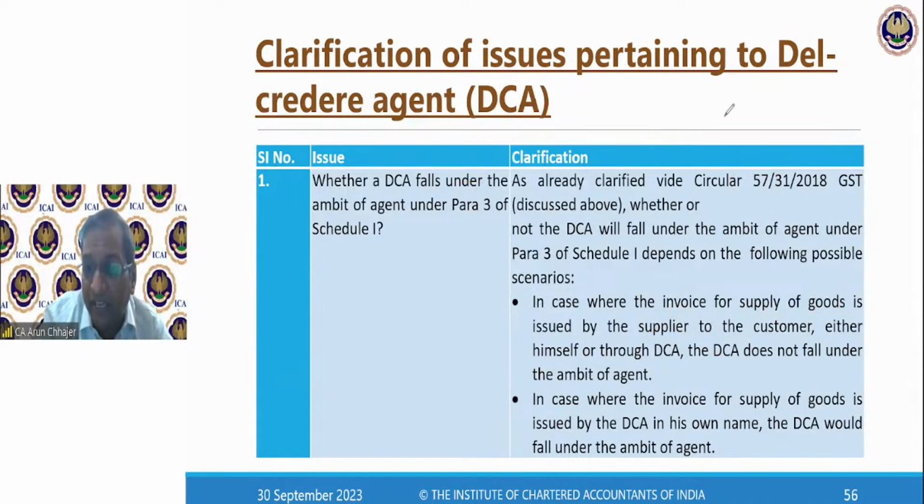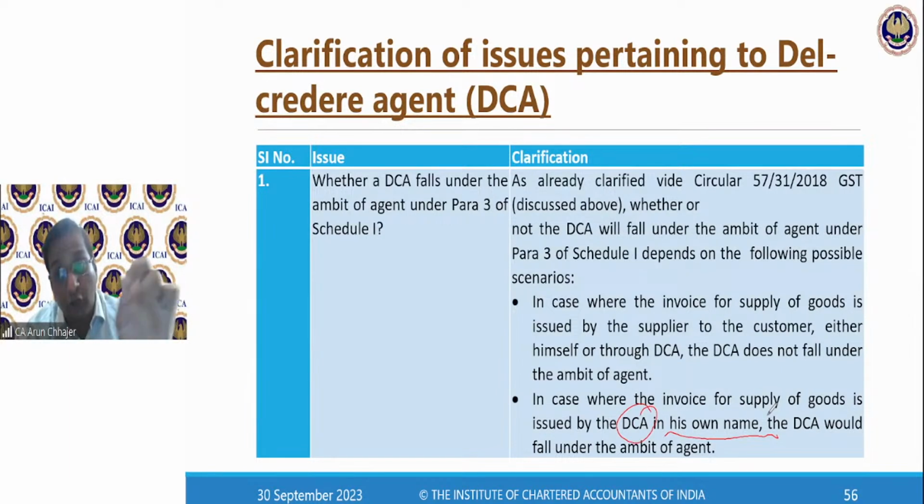Second, in case when the invoice is being raised by the DCA in his own name, it would fall under the ambit of Schedule 1 Para 3. So what is the change in the scenario if that is the agent as per Para 3 of Schedule 1, or it is not the agent as per Para 3 of Schedule 1?